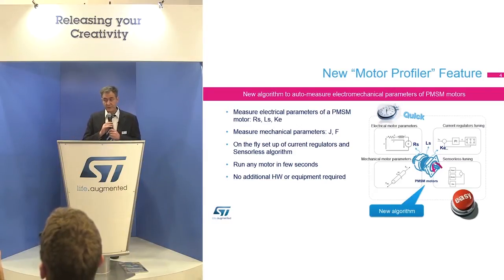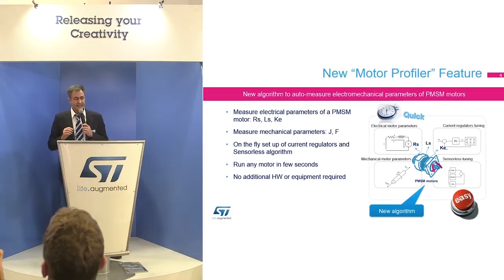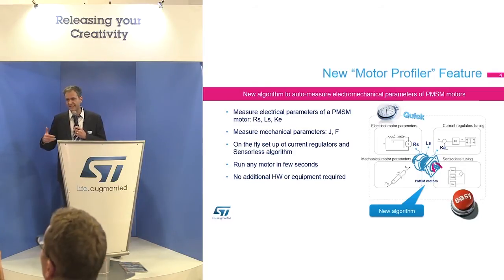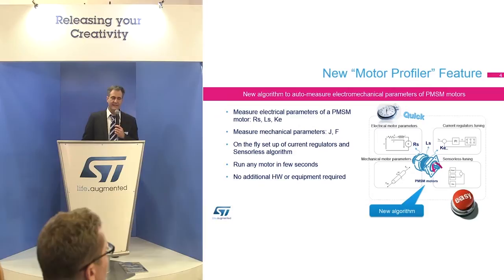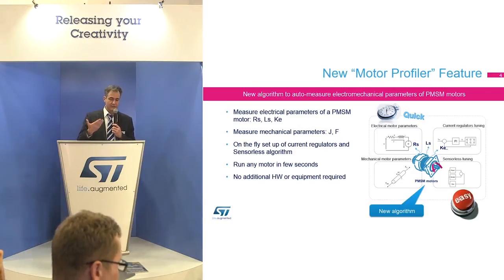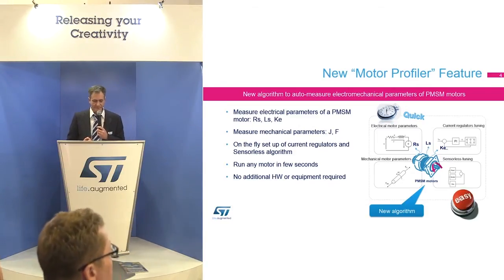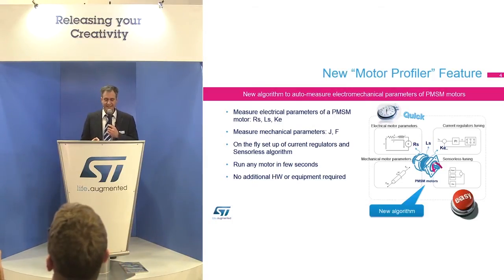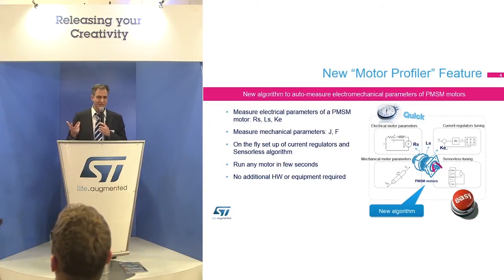Another thing that I wanted to underline is that there is no need for additional hardware. The same hardware that is needed to run the motor is sufficient to perform the automatic measurement of the motor. So there is no need for extra hardware in order to use this feature. And today we will see a little bit how this new feature works. What is the magic that is behind this feature?